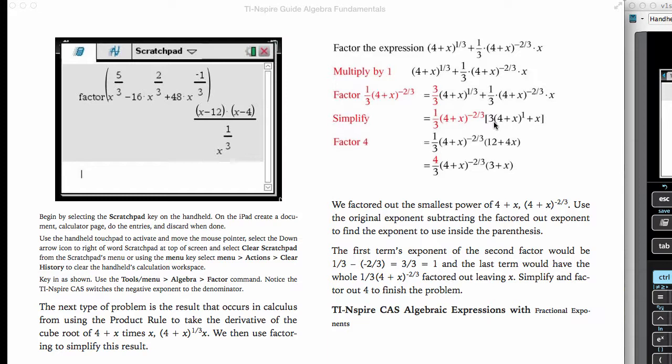And then once we're inside the parentheses, we have 12 plus 3x plus x, so this becomes 12 plus 4x. And then the 12 and the 4 have a 4 that we can factor out, so this becomes 4/3 times 4 plus x to the minus 2/3 over 3 plus x.